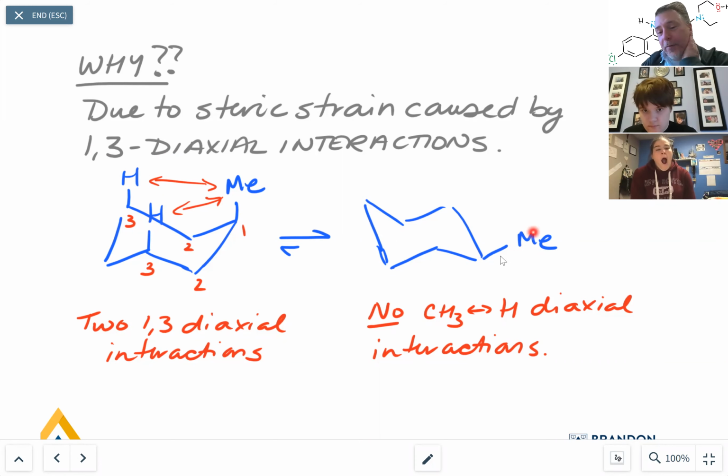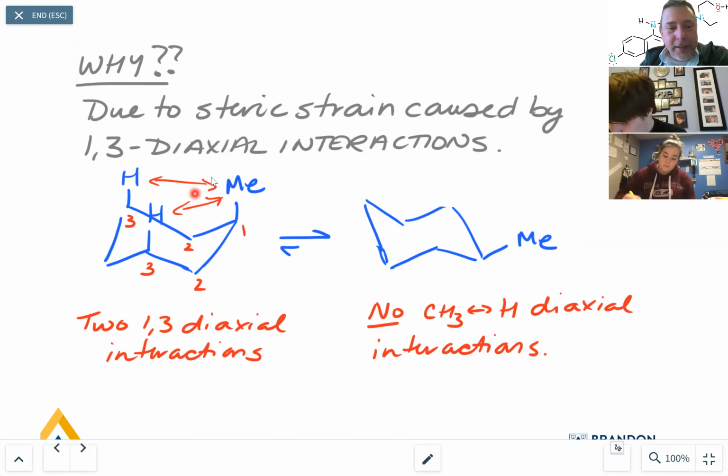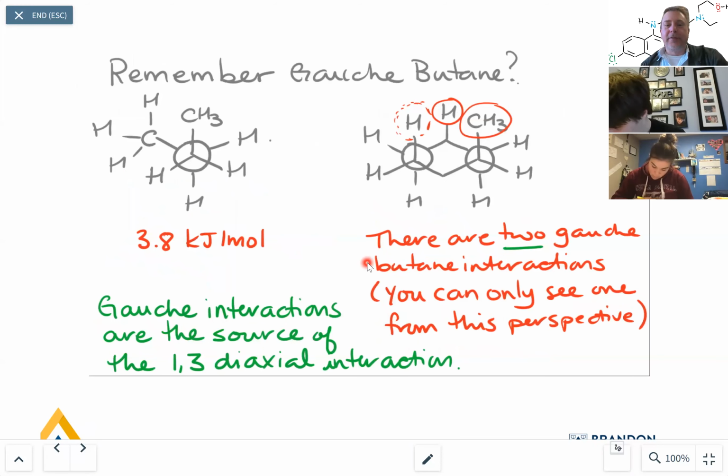Whereas when the group is in an equatorial conformation, there is no diaxial interaction. So that's basically it, and this interaction here is essentially a Gauss interaction. And to see this, we really have to draw this as two Newman projections, or a Newman projection, or just a very complex Newman projection. So that's what I've tried to draw here.